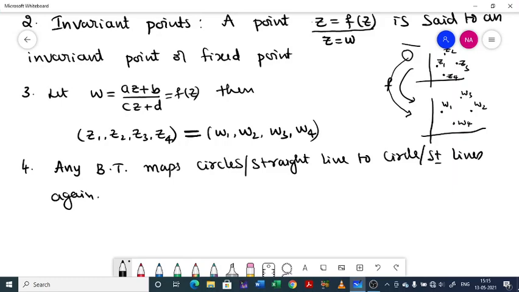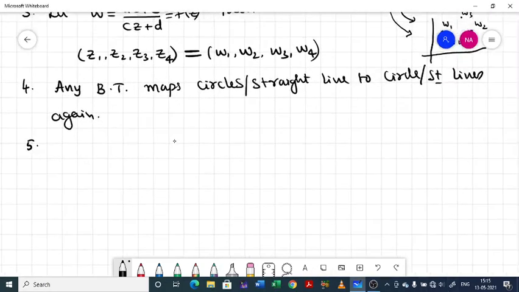So apart from these two, it will not be mapped to any other geometrical shape. Fifth important point. This is actually the most important point, because the problems that we are going to discuss will be based on this point. So observe this point carefully.